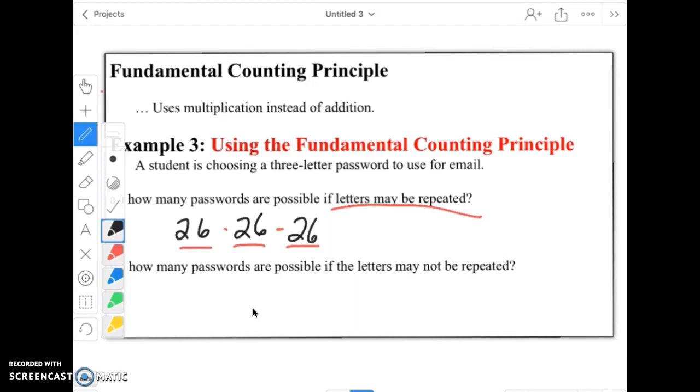26. And if they can be repeated, that means that number isn't changing. So we have 26 possible letters. Second, we would have 26 possible letters and then another 26 possible letters. So that would be 26 to the 3rd power, which equals a big number.